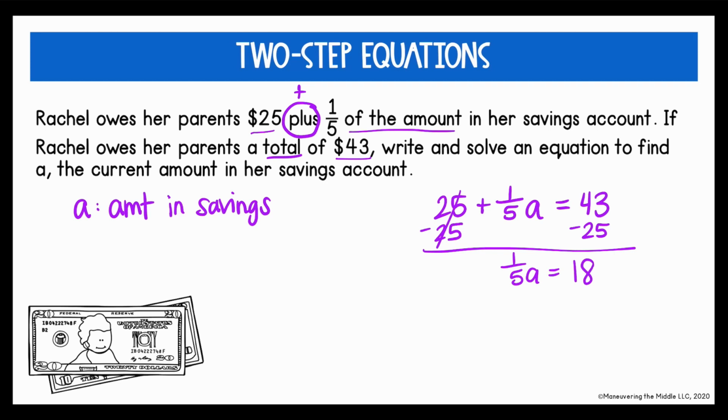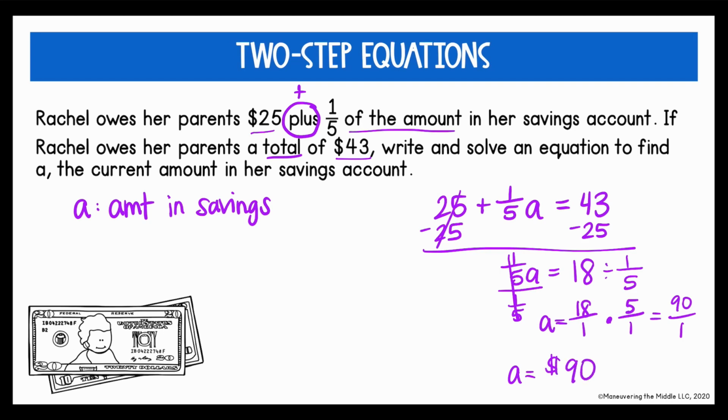1/5 is being multiplied by A. So to remove 1/5, we'll divide both sides by 1/5. Again, as we mentioned earlier, when you divide by a fraction, that's the same as multiplying by its reciprocal. So I'll write 18 as a fraction over 1, and instead of divided by 1/5, I'll show that we are multiplying by the reciprocal of 5 over 1. Now when we multiply our numerators, 18 times 5 is 90, and 1 times 1 is 1. So this shows us that A, the amount in Rachel's savings account, is $90.